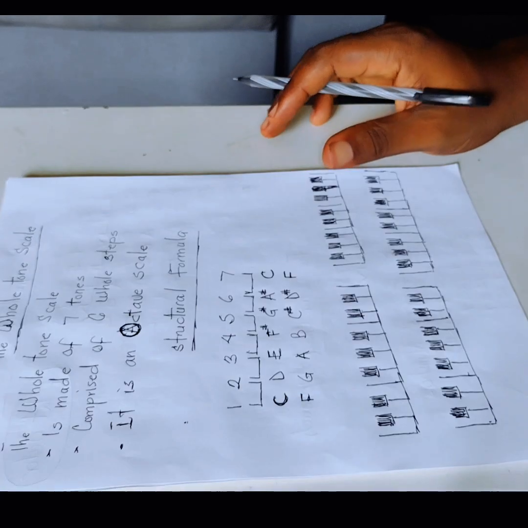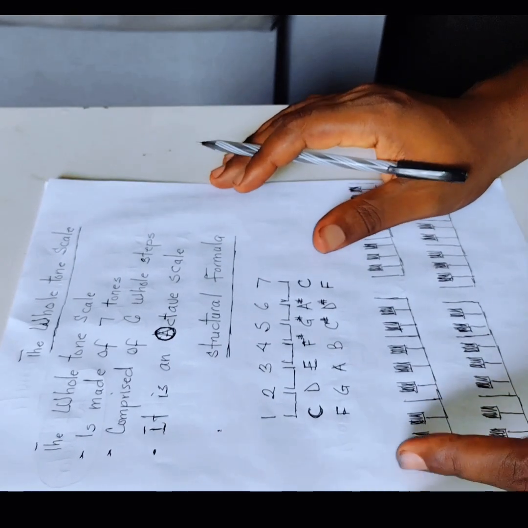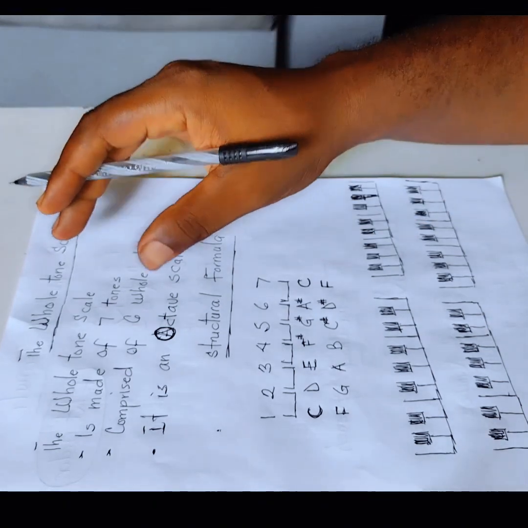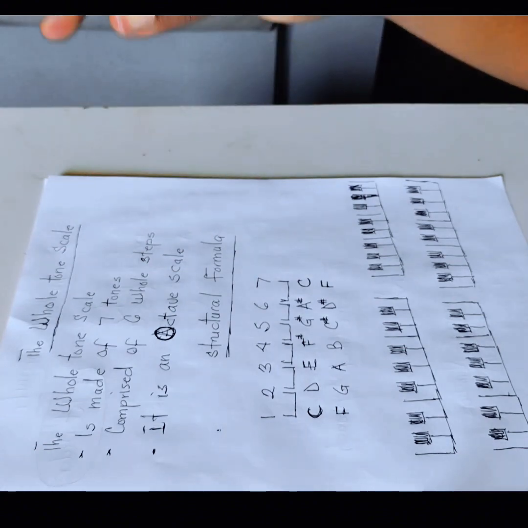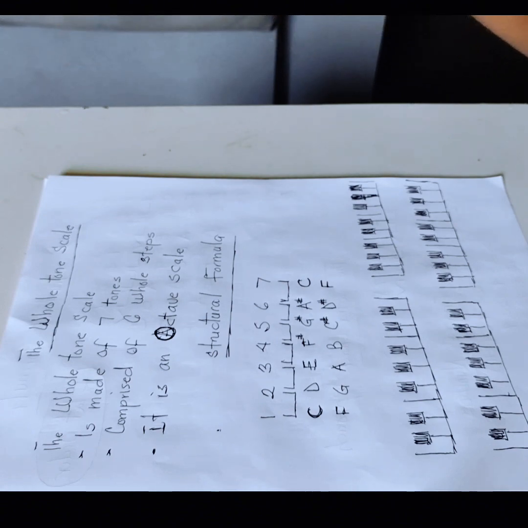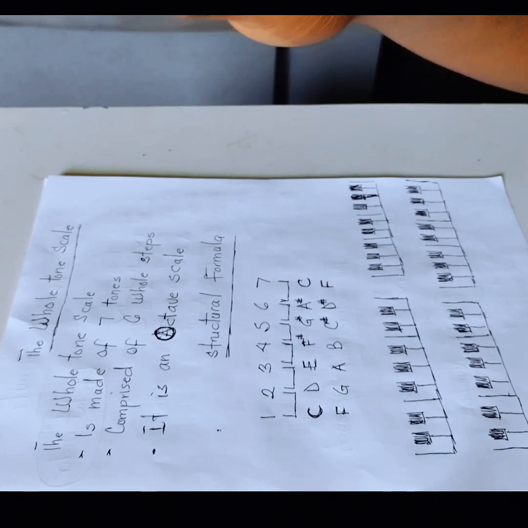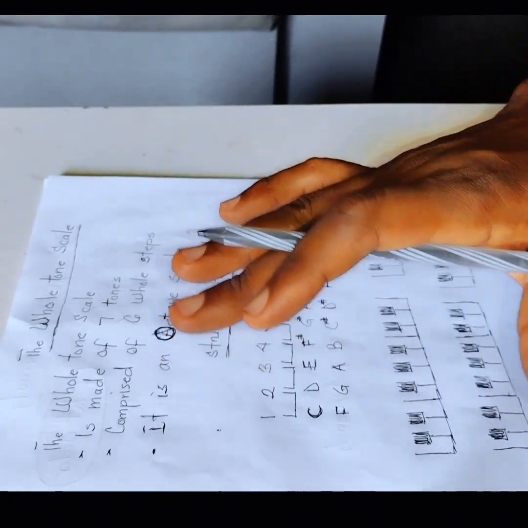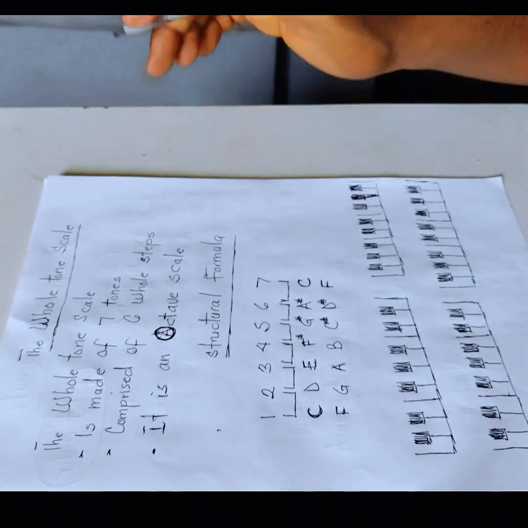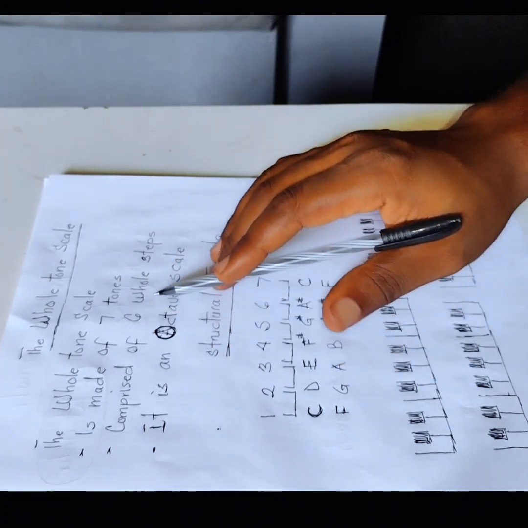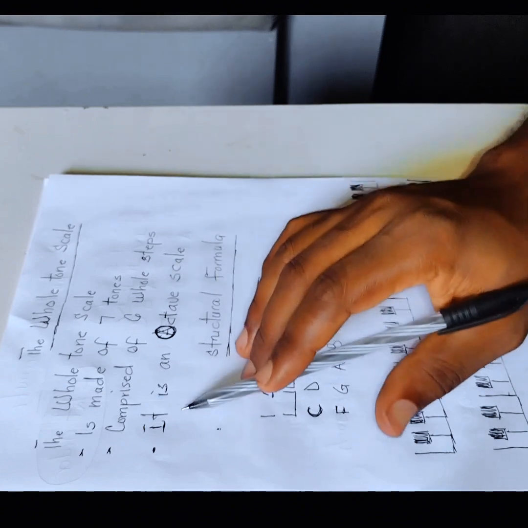We're going to talk about the whole tone scale. The reason we are discussing whole step and half step is because we want to use them to build scales. Whole steps and half steps build a lot of different scales, and one of the scales that requires only whole steps is the whole tone scale. The whole tone scale is made of 7 tones comprised of 6 whole steps. It is an octave scale.